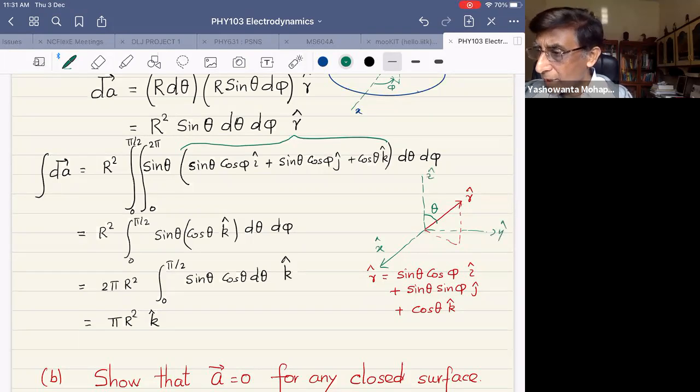Okay, and sine theta cos phi, this is phi, okay? Cos phi is my y component. So sine theta cos phi is my i component, sine theta sine phi is my j component, and cos theta is my k component. So I put this in terms of i, j, k instead of r. Okay, so this is r squared, sine theta comes from here, d theta d phi.